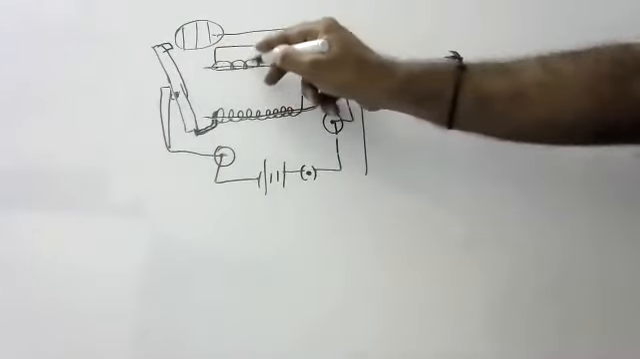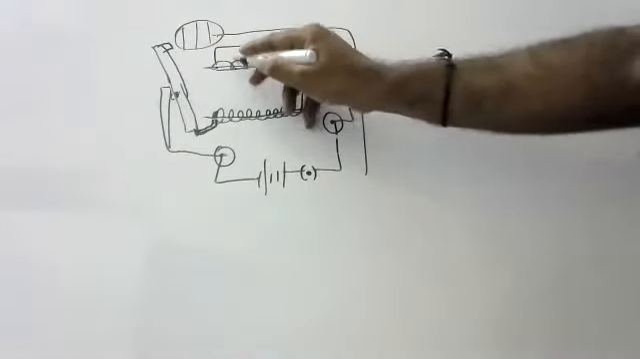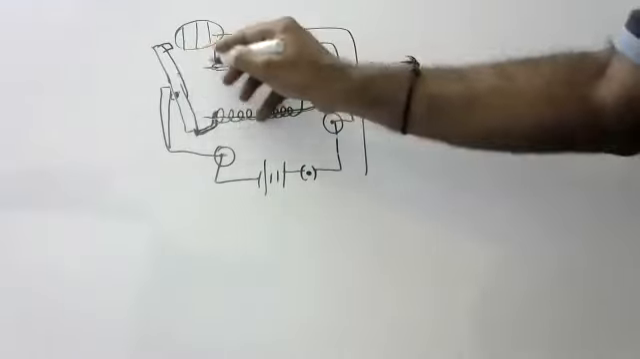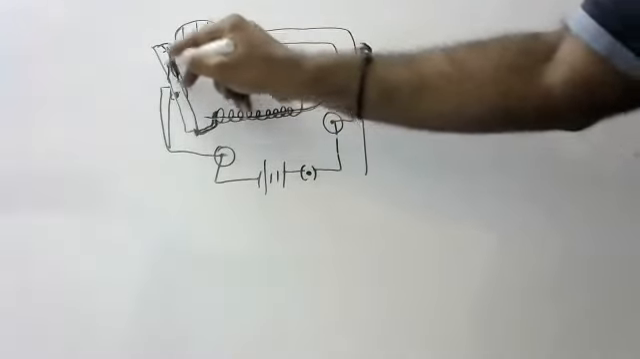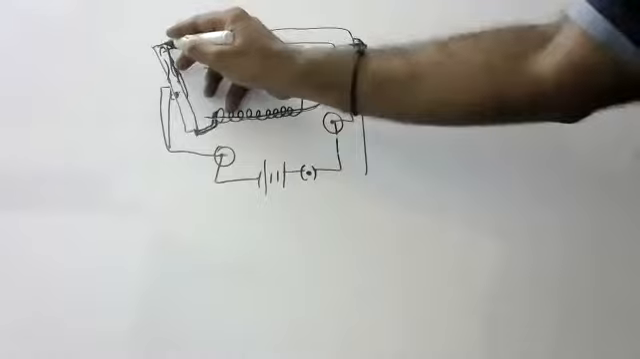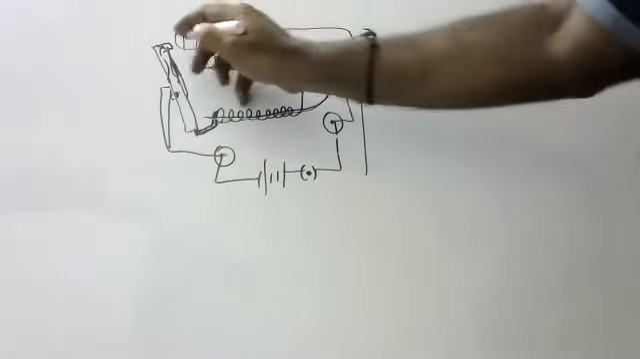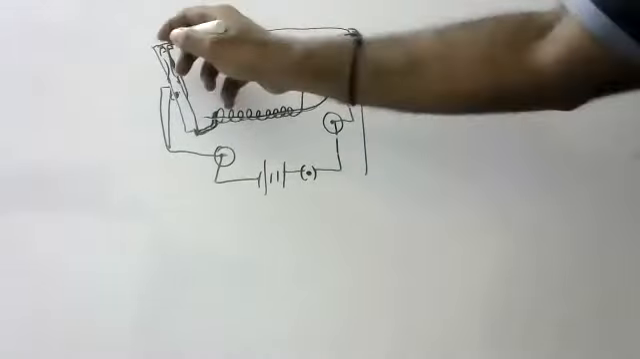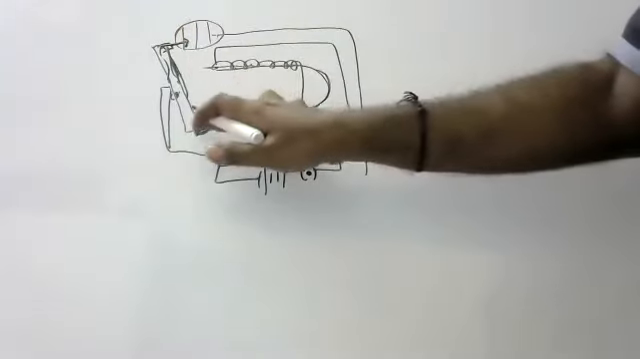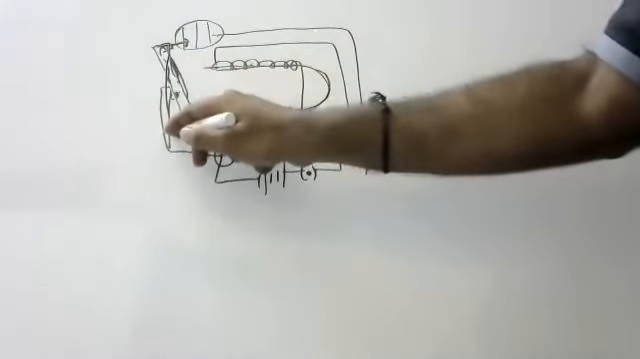When this is behaving as a magnet, this whole thing will try to come closer because this is made up of iron. When it tries to come closer, this will go and hit this. But when this is coming upward, down it will go like this.